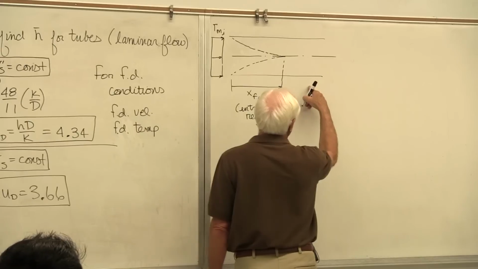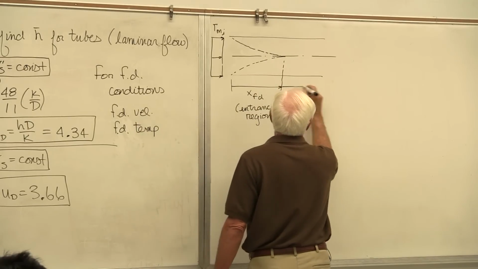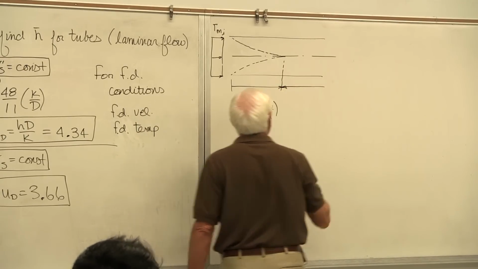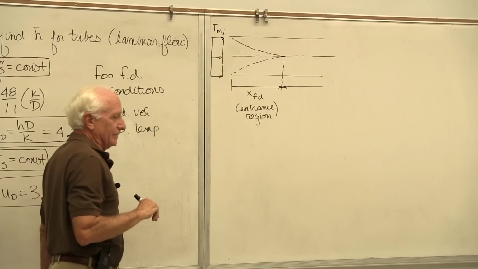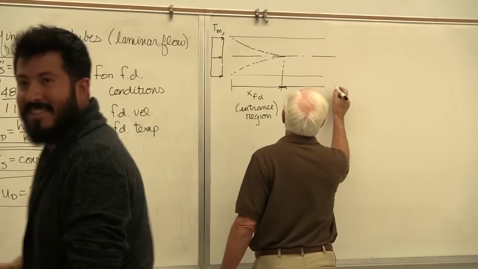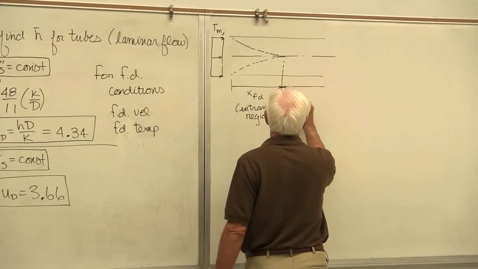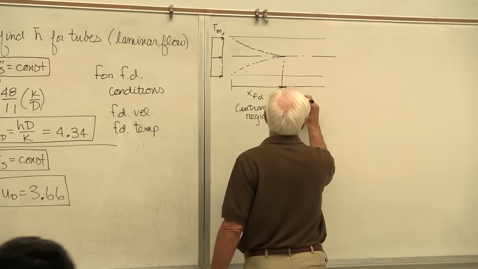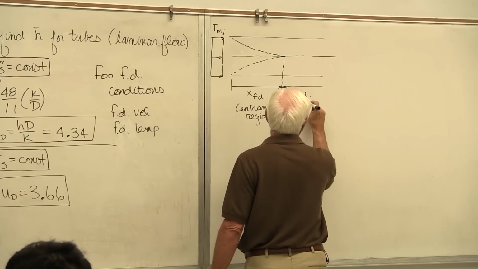Now, once they meet at the center, the normalized temperature profiles become constant, and this is called our fully developed region.